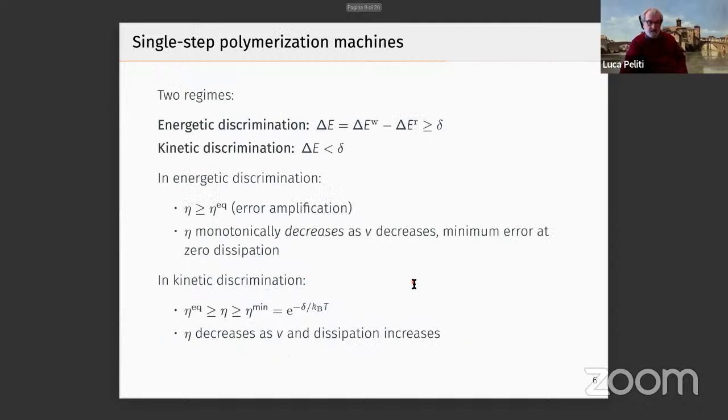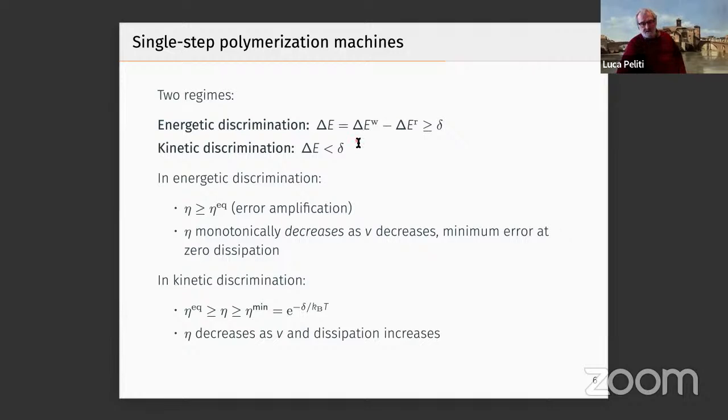Let's look a little bit better at how the different regimes work. So we can imagine, in principle, two different ways of distinguishing between right and wrong monomer. One is energetic discrimination. That is the fact that the interaction of the monomers with the growing chain, with the template, have different values, and let's call delta E the difference between the energy of the wrong monomer and the energy of the right monomer.